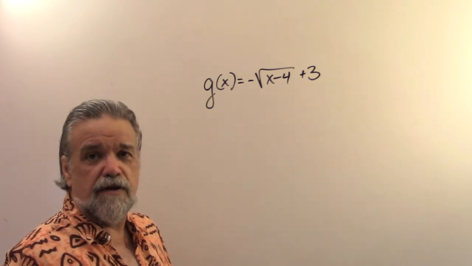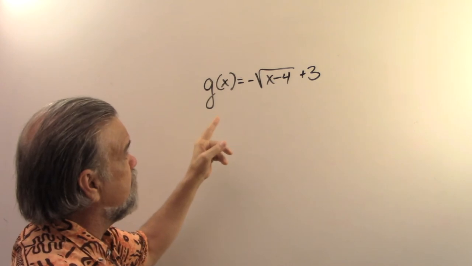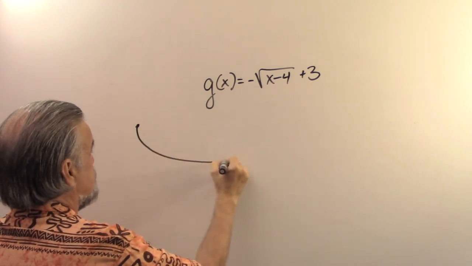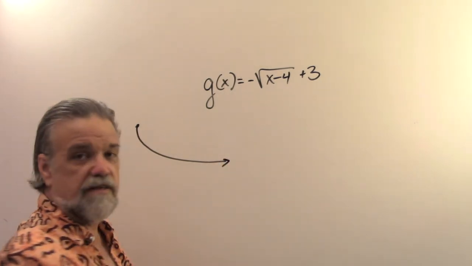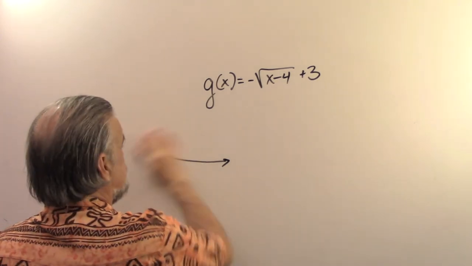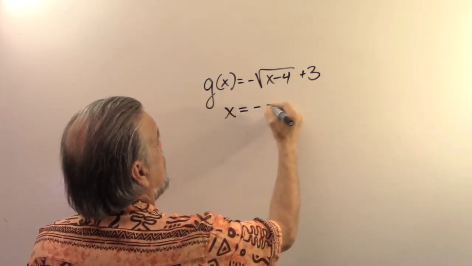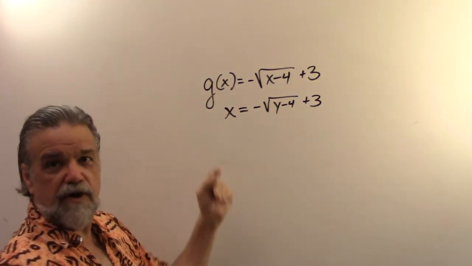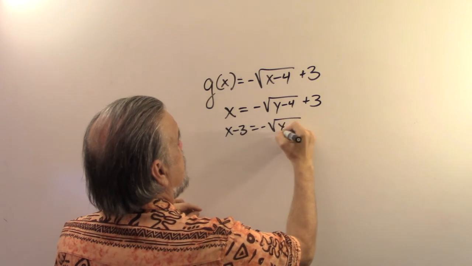First off, let me just think about what this looks like. This is going to be a square root function, and since this is negative, it's actually going to be an upside down square root function, and so it's going to look like this. It's going to keep on going. That's going to pass both the vertical line test and the horizontal line test. So this certainly looks invertible. So I'm going to say x equals negative square root of y minus 4, plus 3. Good. Subtract 3 from both sides. You get x minus 3 equals negative square root of y minus 4.